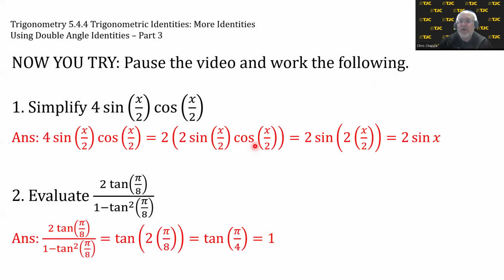For the first one, notice we had a 4, but we wanted a 2. So this time, instead of uncanceling to create a 2, we simply factored a 2 out of the expression and then pushed the sine double angle formula forward, ending with 2 sine of x. For the second one, the structure of the expression clearly indicates that we're going to use the tangent double angle formula. The angle inside of the expression is pi over 8, so it gets doubled inside of tangent to become pi over 4, and tangent of pi over 4 is equal to 1.